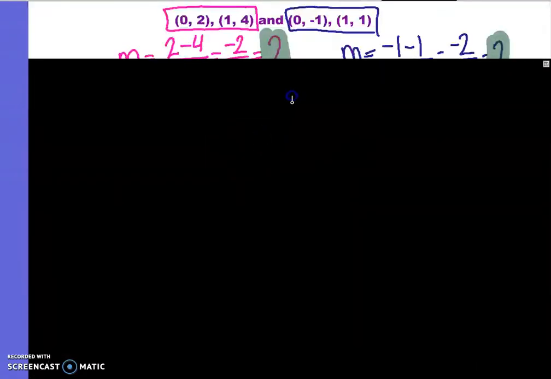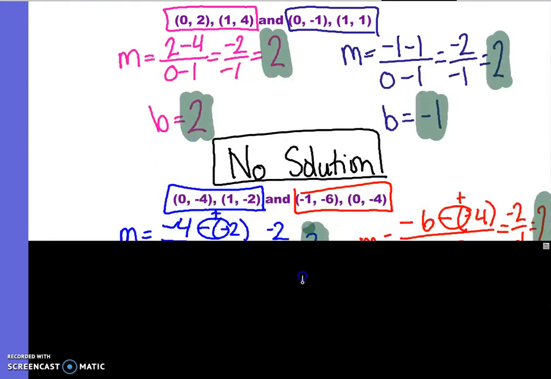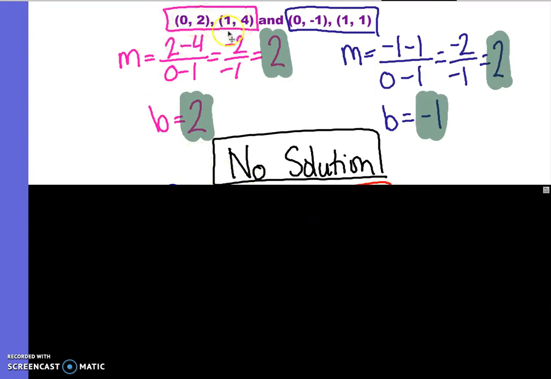The next one, we have (0, 2), (1, 4), (0, -1), (1, 1). At first glance, we see that the y-intercept is going to be different. So it's either going to be one solution or no solution. If the slopes are the same, it's going to be no solution because they are going to be parallel lines. So we do 2 minus 4 on top, 0 minus 1. We get 2. Again, over here, our slope is 2, but our y-intercepts are different, so it's going to be no solution. Same slope, different y-intercept, no solution.